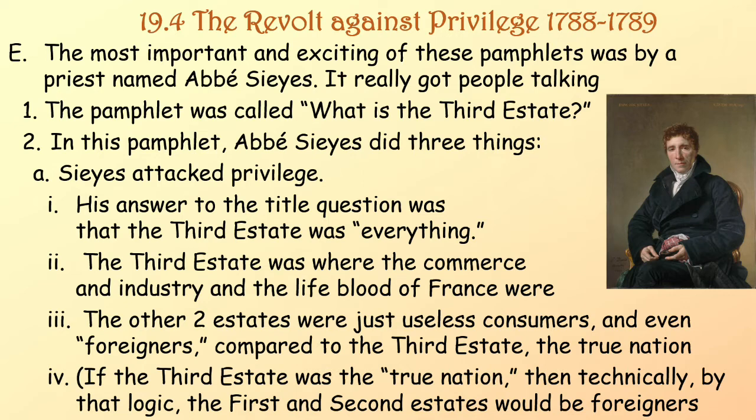And in this pamphlet, Abbé Sieyes did three things. Number one, Sieyes attacked privilege. His answer to the title question was the Third Estate was everything. The Third Estate was where the commerce and the industry and the lifeblood of France were. The other two estates were just useless consumers and even, using his word, foreigners, compared to the Third Estate, the true nation. If the Third Estate was the true nation, then technically, by that logic, the First and Second Estates would be foreigners, wouldn't they?